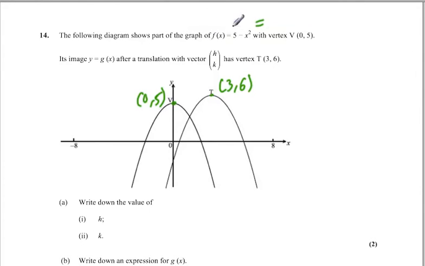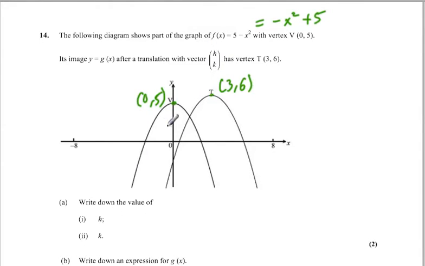So this is not what I would call standard vertex form, because I like to put the x squared part first. So I know there's negative x squared, and this is going to be plus 5 because this is positive 5. So it's negative x squared plus 5. Okay, write down the value of h and k. So in other words, what is this translation vector?